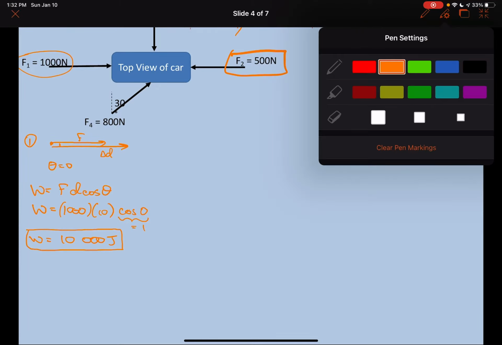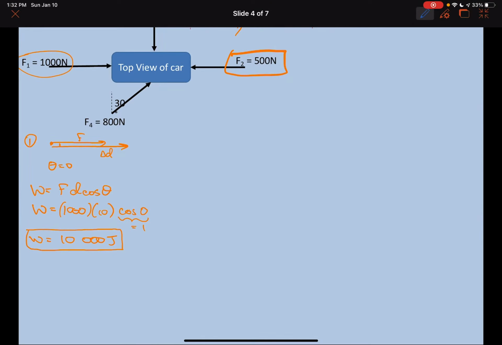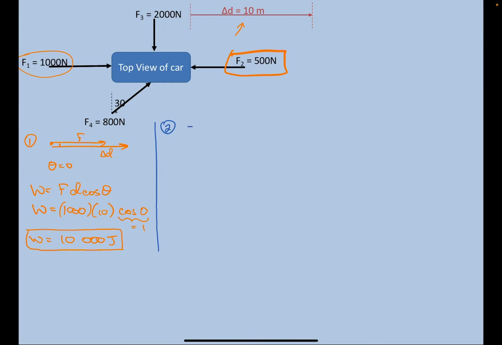Here, let's switch to blue. Can we see blue on blue? Let's try it. Student number 2. Now keep in mind their force is going to the left. Okay, so here's force 2. The displacement though is to the right. My diagram's not super great here, but this is supposed to be like a straight line. The angle between those two is 180 degrees.